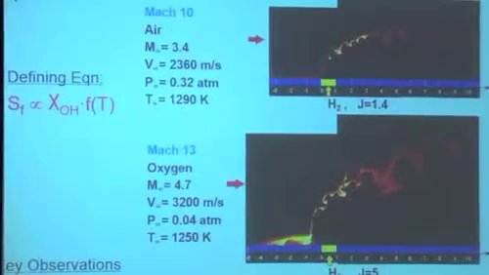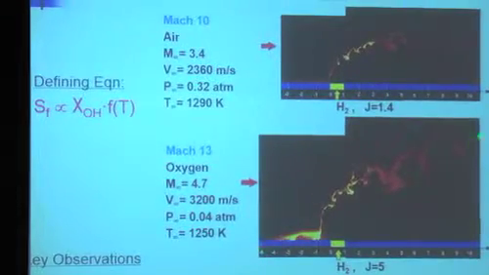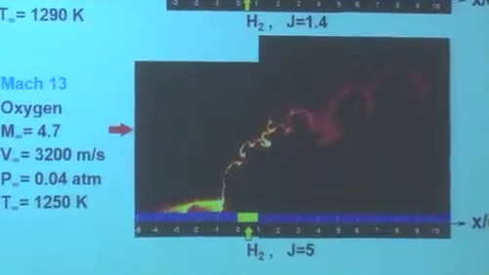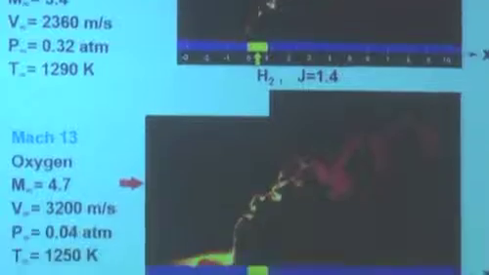In this case, we had oxygen, 3.2 kilometers per second. These are pictures of OH. Look at the structure, and here's our hydrogen jet. Spectacular. And people are now still doing some similar work, but it's like 10, 15 years later. Well, that's the power of PLIF, I think.